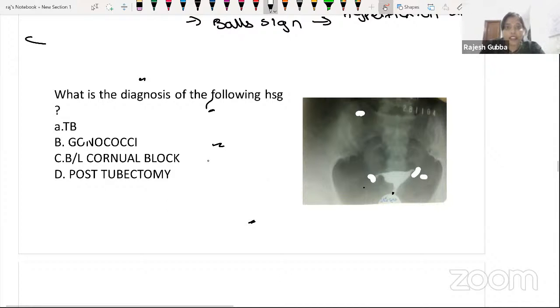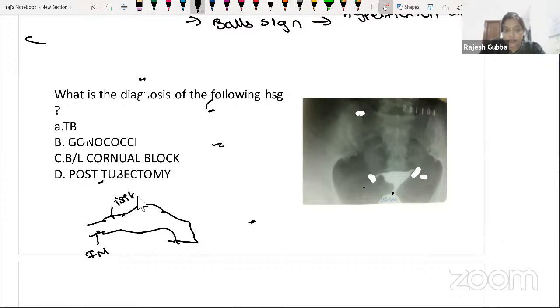You all know the parts of the fallopian tube, no? We have the intramural, isthmus, ampulla, and fimbria. Right?